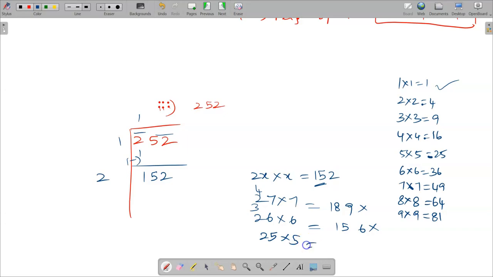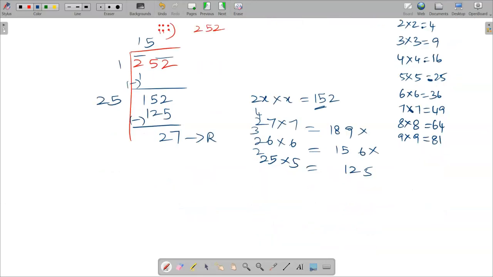So let me try with the number 5. 5 fives are 25. 2. 5 twos are 10. Plus 2 is 125. So here also 5, here also 5, it is 125. So subtract both the numbers. 12 minus 5, it is 7. Here it is 4. 4 minus 2 is 2. Okay. So this is the remainder. Okay. So since we are getting the remainder, I can say that 15 square is lesser than 252.